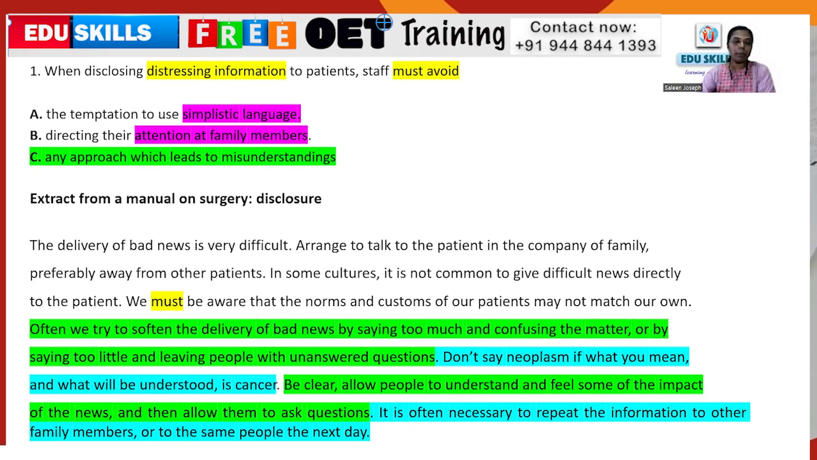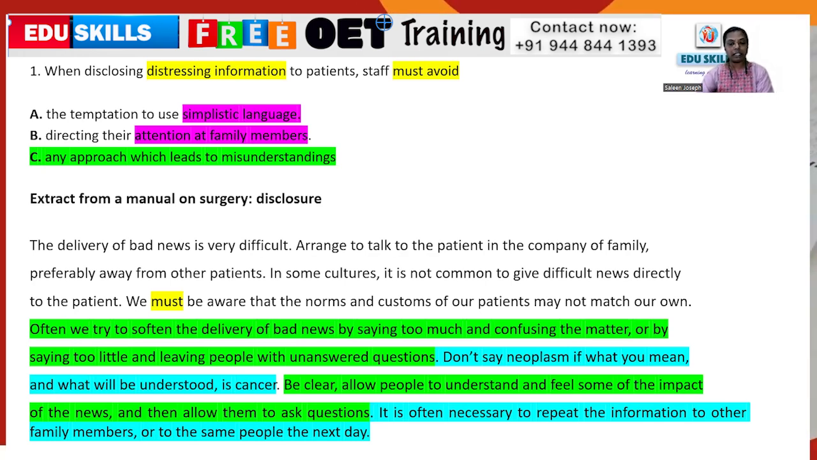Now, answer option C, any approach which leads to misunderstanding. So staff must avoid any approach which leads to misunderstandings. So you see, often we try to soften the delivery of bad news by saying too much and confusing the matter, or by saying too little and leaving people with unanswered questions. Okay, so it is like you tell about so many things. Sometimes you don't deliver the exact things what you have to tell. Okay, so there will be so many unanswered questions.